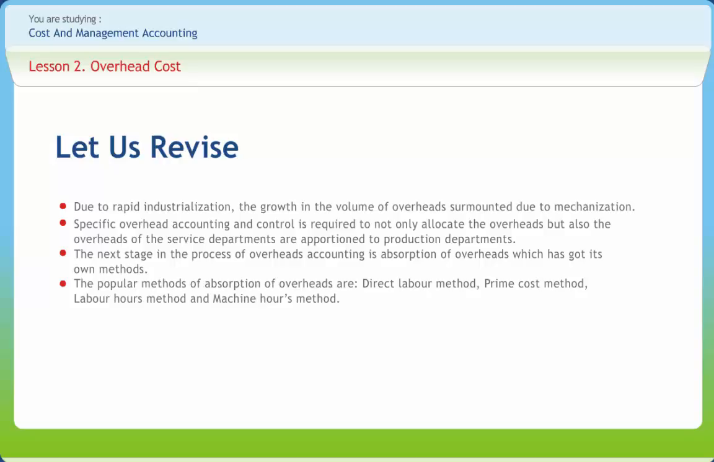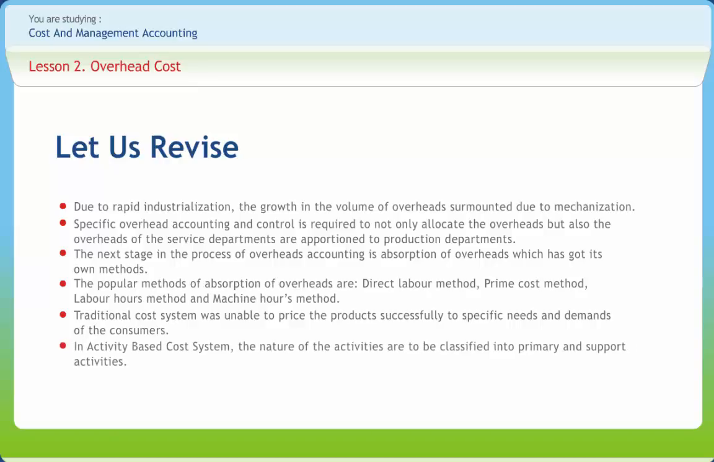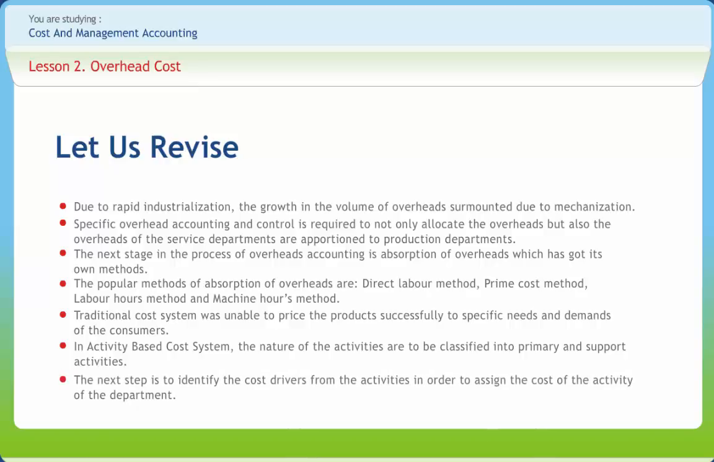The popular methods of absorption of overheads are direct labor method, prime cost method, labor hours method, and machine hours method. Traditional cost system was unable to price the products successfully to specific needs and demands of the consumers. In order to replace the drawbacks of the traditional cost system, activity-based cost system was introduced. In this methodology, the nature of the activities are to be classified into primary and support activities. The very next step is to identify the cost drivers from the activities in order to assign the cost of the activity of the department, which facilitates the organization to specifically determine the cost of the product righteously as well as exactly.